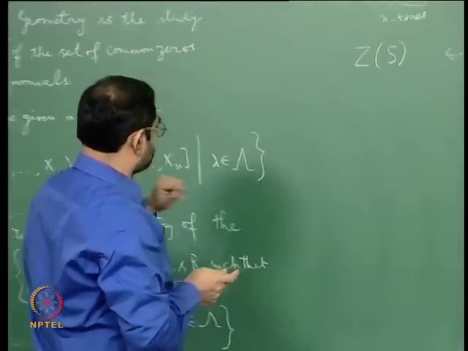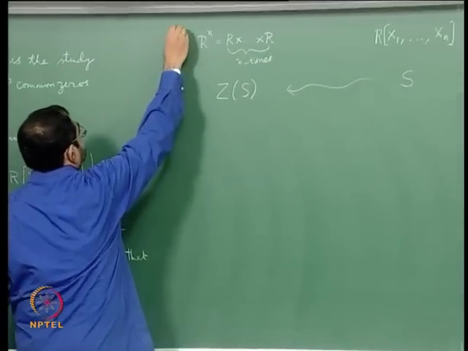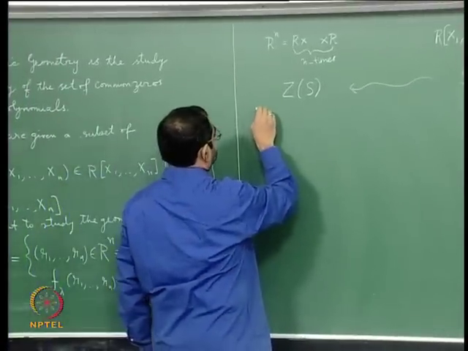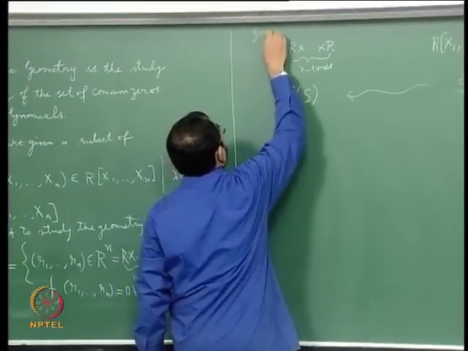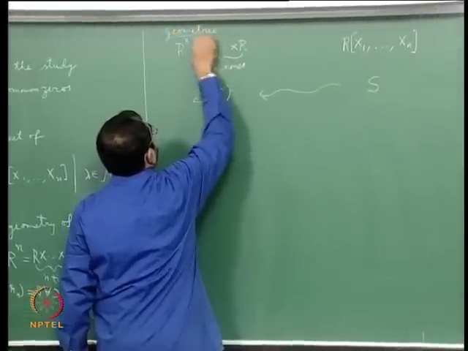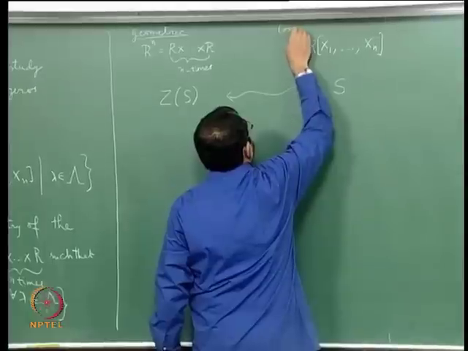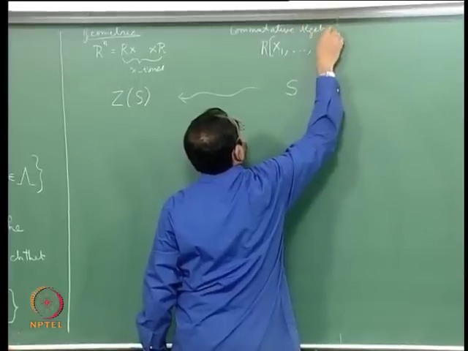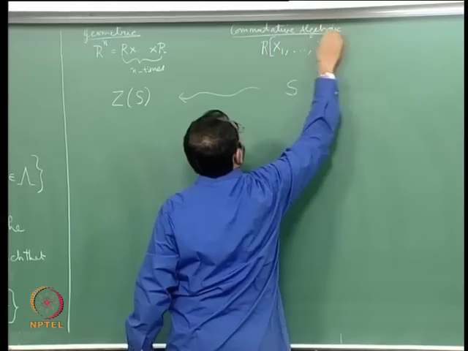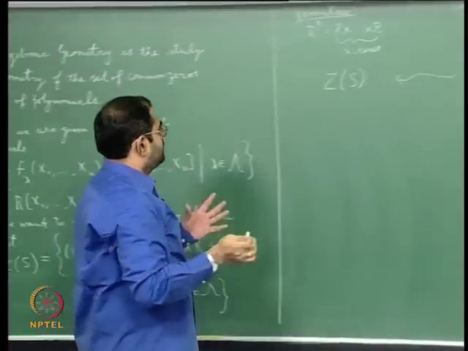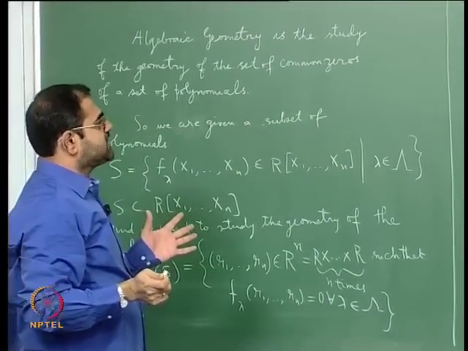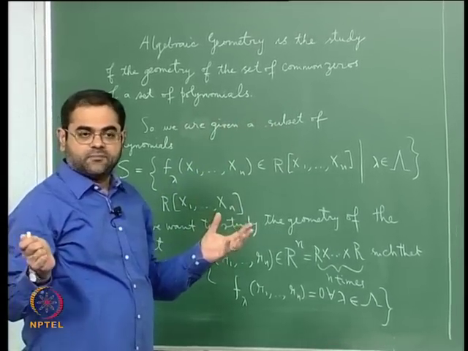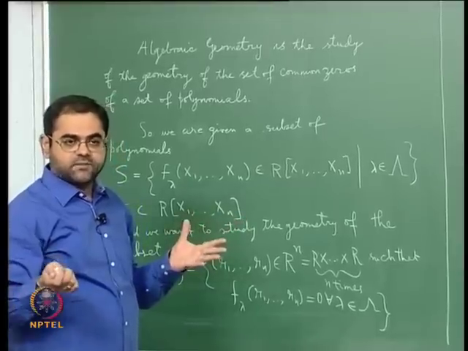And of course there are several things that I'll have to explain to you. First of all, let me write that here. So this is the geometric side, and this is the commutative algebraic side. And in some sense, therefore, you can say that algebraic geometry and commutative algebra are kind of married to each other in that sense. They are two sides of the same coin.